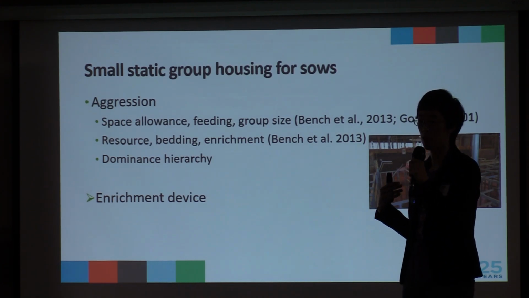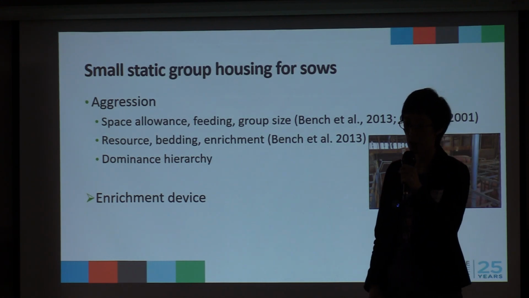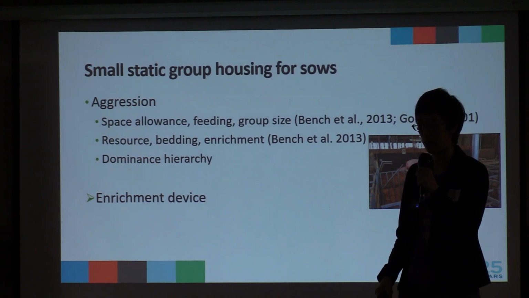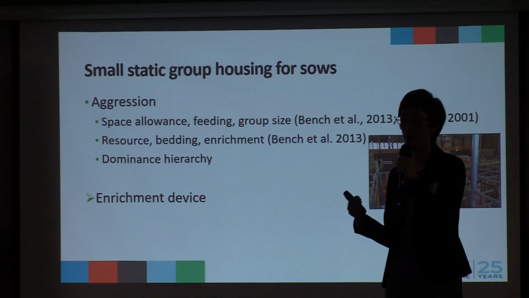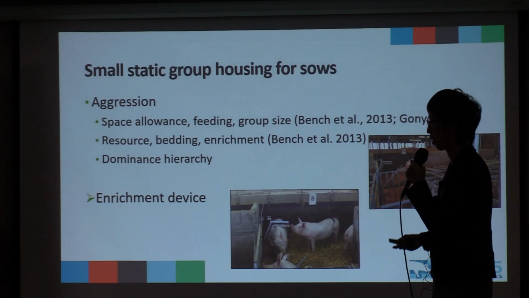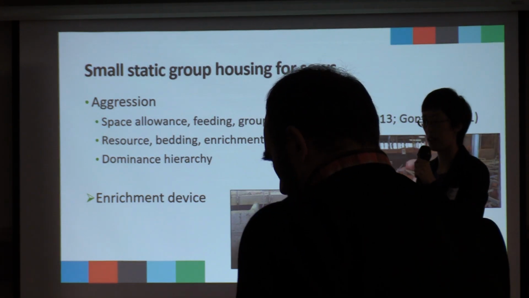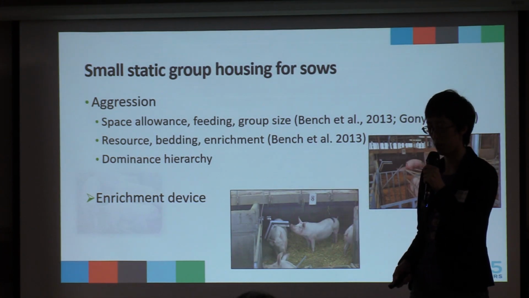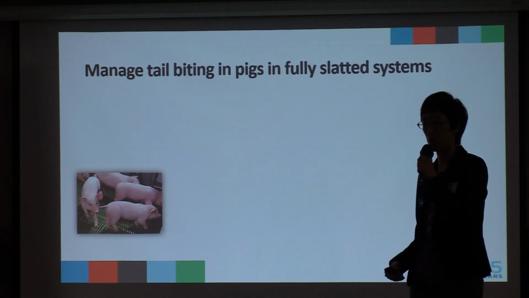From work before, including Harold's, we know that space allowance, feeding, group size, resource enrichment, and their dominance hierarchy can all affect their level of aggression. So at that time, we introduced a new enrichment device, which is a brush like this, to see how that actually affects the sows' aggression level. Later, during my PhD, I moved on to growers and finishers.